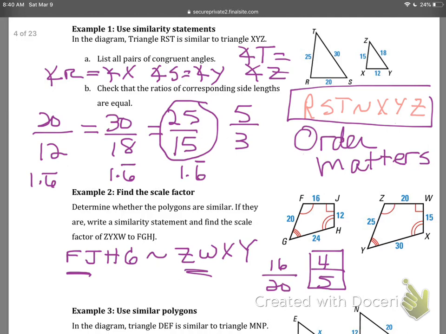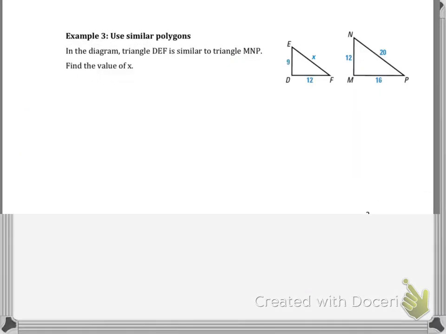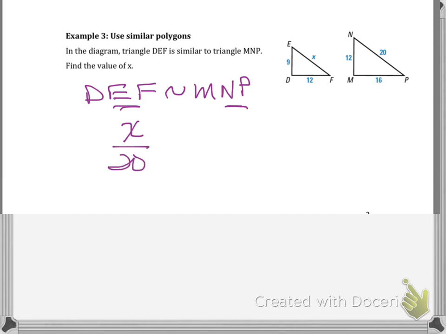Okay, let's go on to example number 3. Okay, here's example number 3. And it says in the diagram, triangle DEF is similar to triangle MNP. Okay, so go ahead and write your similarity statement. So DEF is similar to MNP. So now let's get our ratio. So I see that X is on the EF. So X is to EF goes with NP. So X is to 20, just like ED, which is 9, is to MN, which is 12.